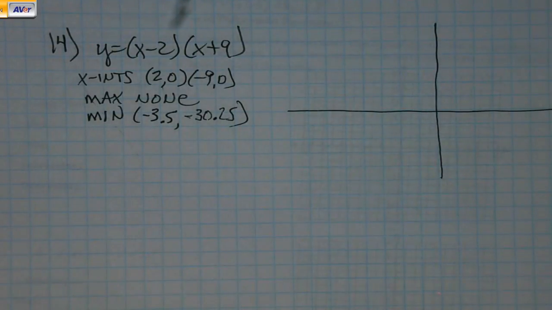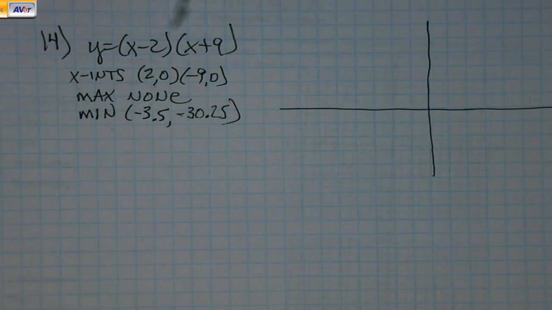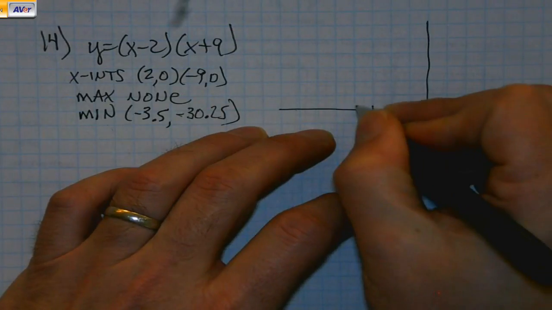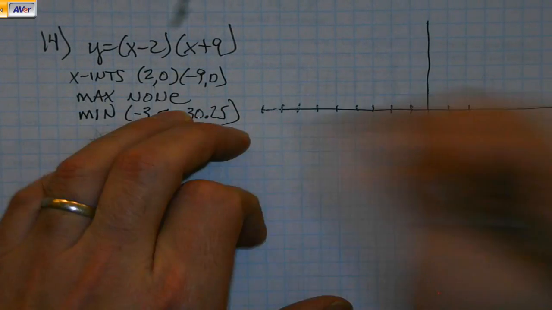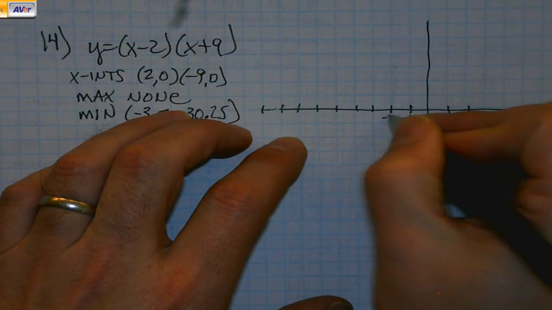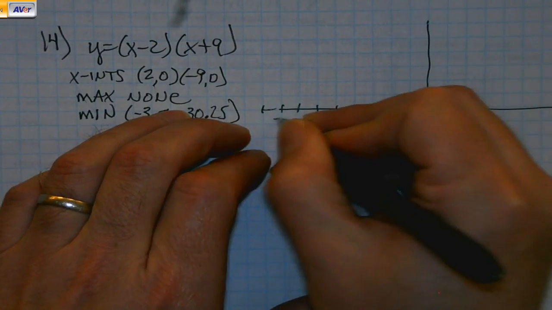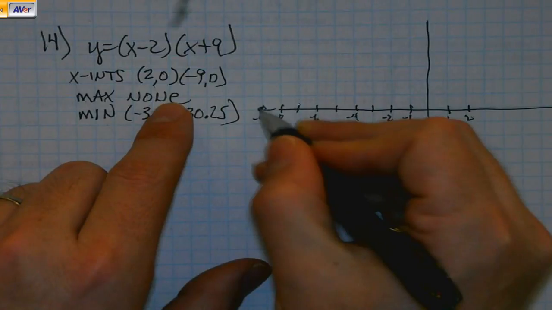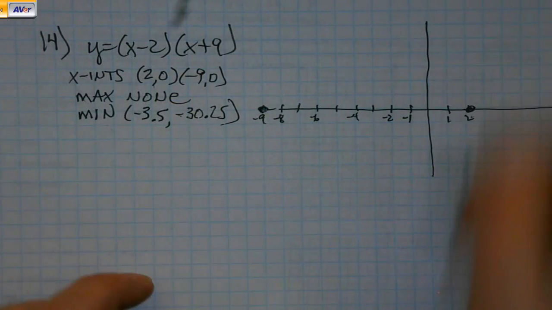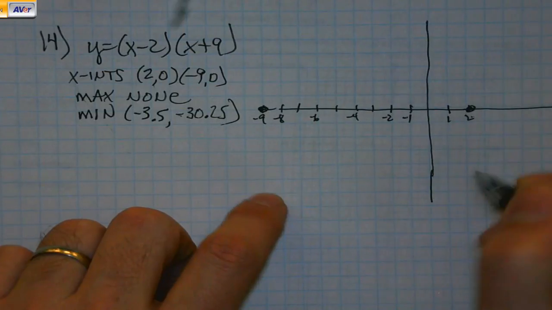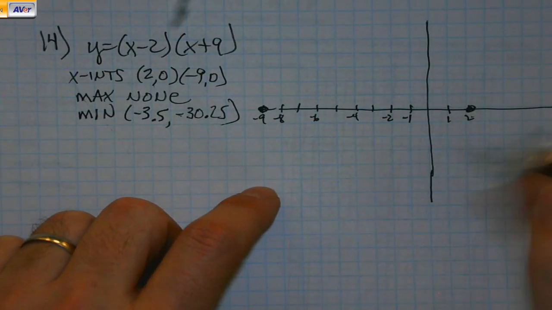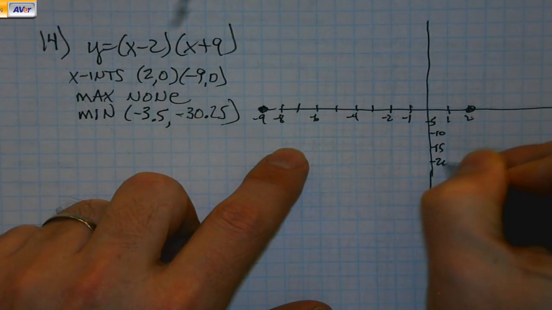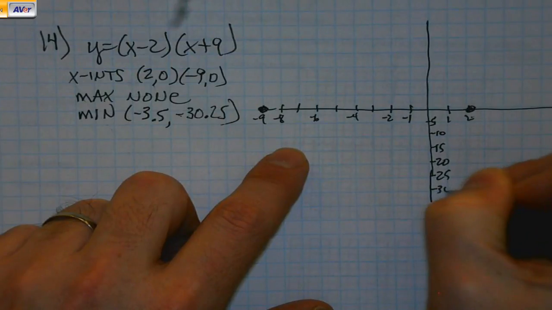Okay. We're allowed to scale points if we want to. So maybe you're like, okay, my x's I can still fit in because I go to 2 and to negative 9. That's fine. But I can't go down 30. I don't have that much room. If I want to scale my y-axis differently, so let's say I decide I'm going to count by 5s on the y-axis instead. If you are, label them so I know what you're doing.